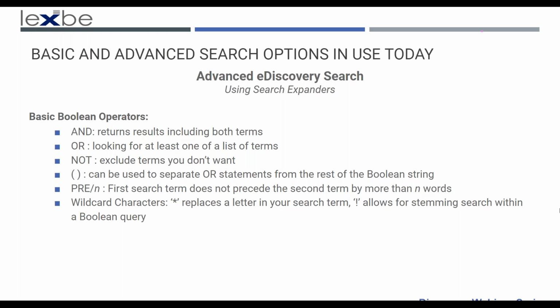So apple or pear will find a document that has either one of those words in it. And obviously the not is going to exclude terms you don't want. So you could say apple and pear, not banana. It's going to return all documents that have apple and pear in it, but exclude the ones that have apple and pear and banana. Parentheses are very important, and that can give you some weird results.